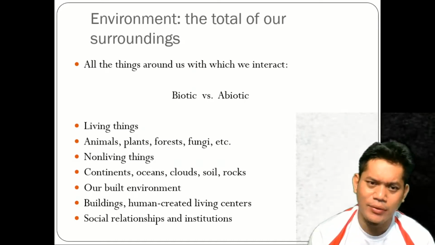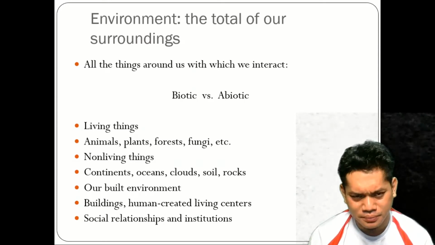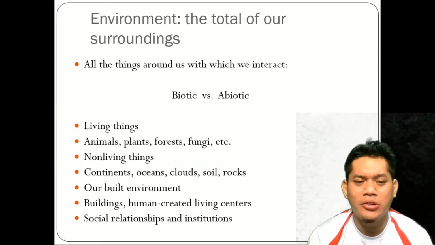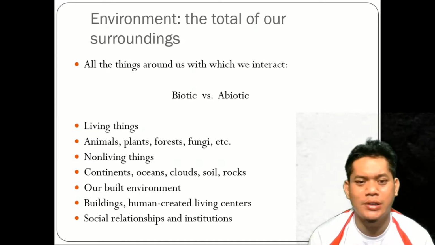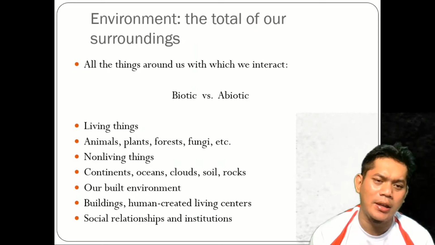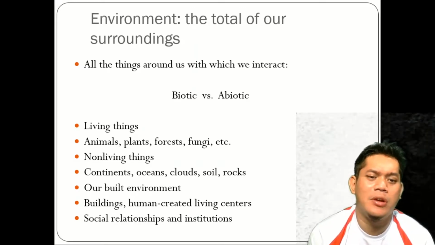Biotic means living things, which consist of animals, plants, forests and more. However, abiotic means non-living things such as rocks, clouds, buildings and more. And those two things build our environment.